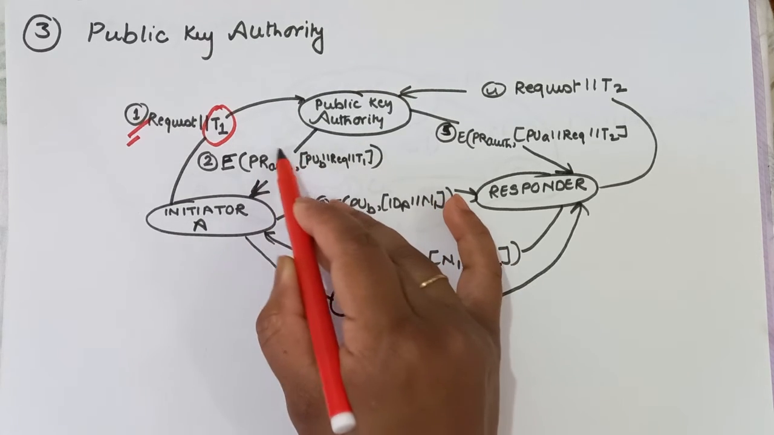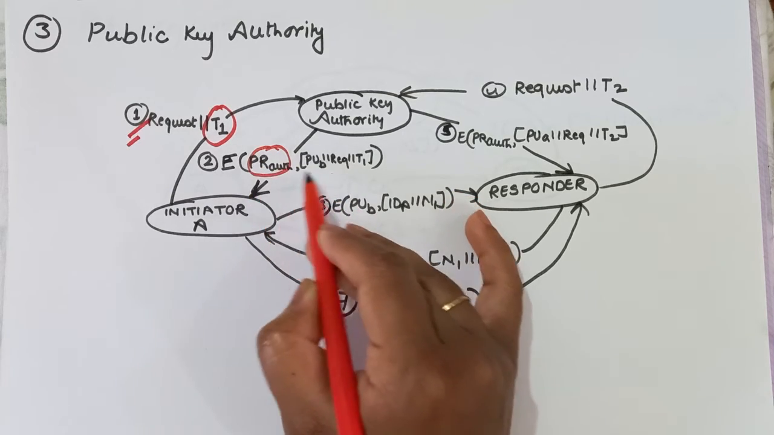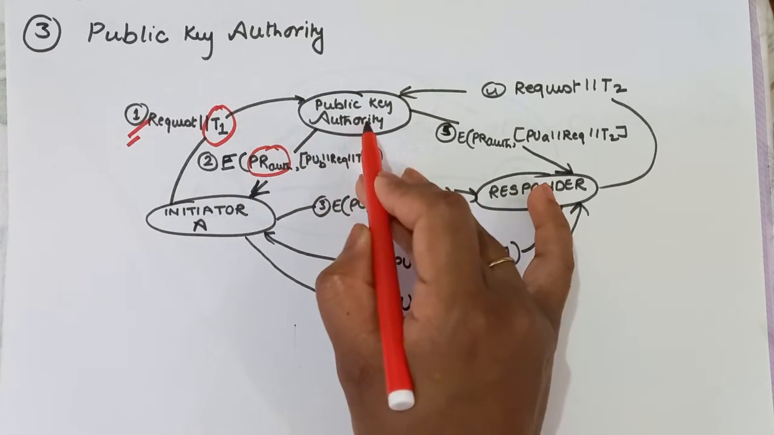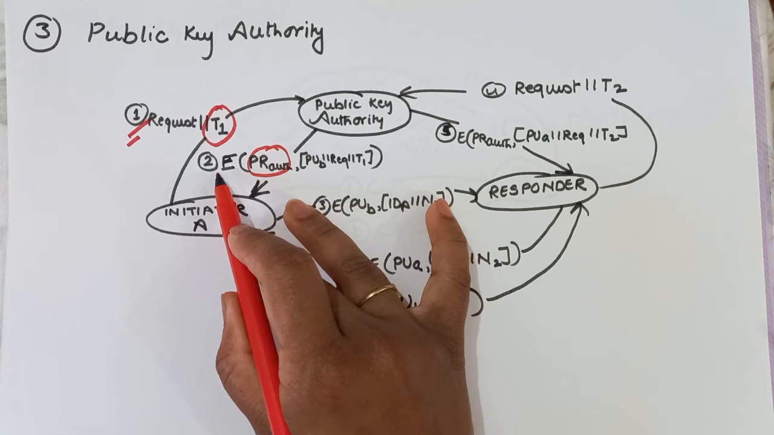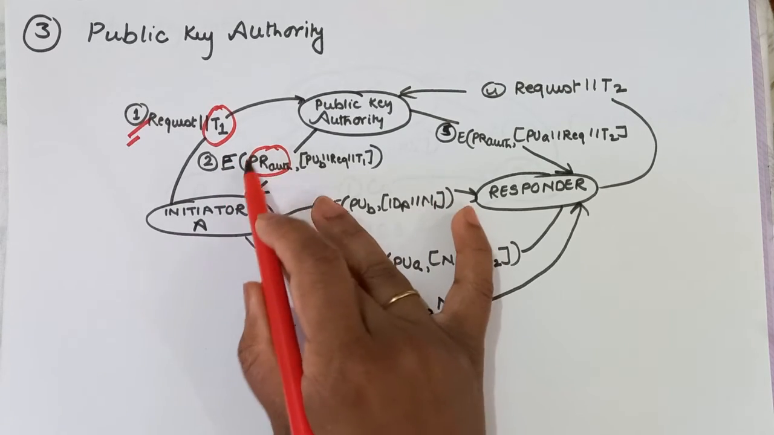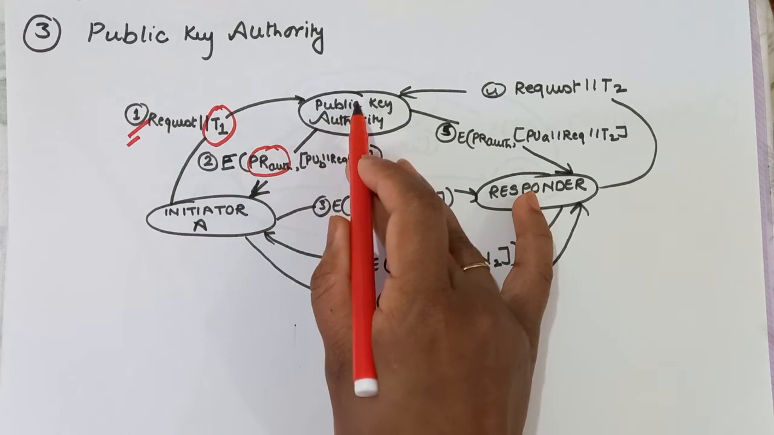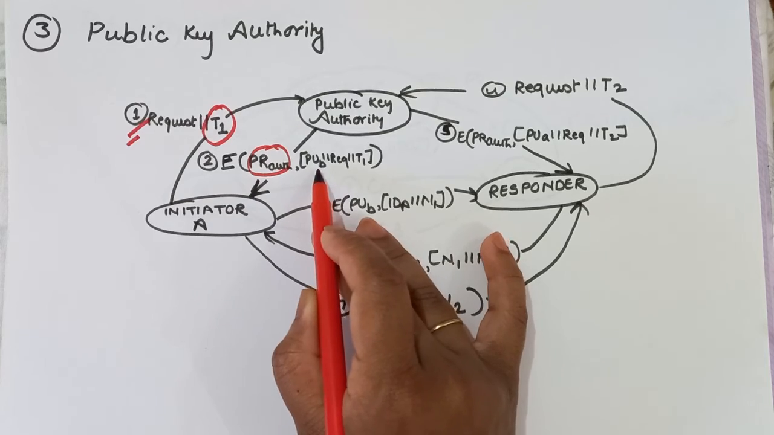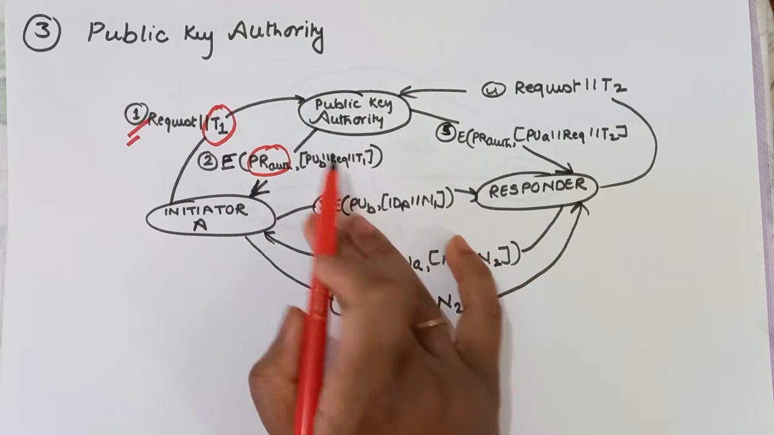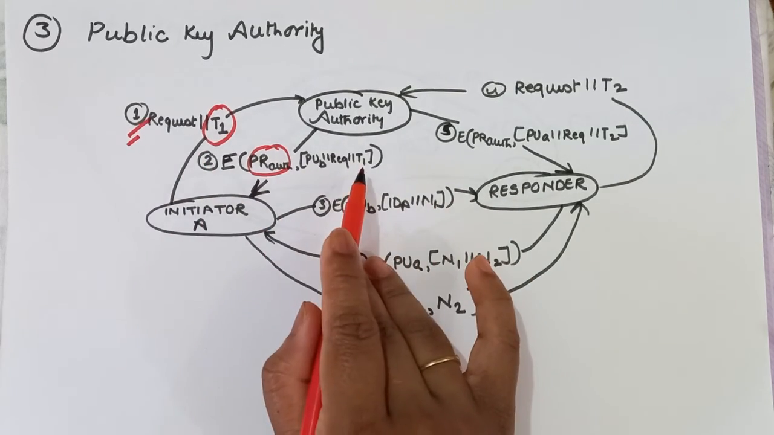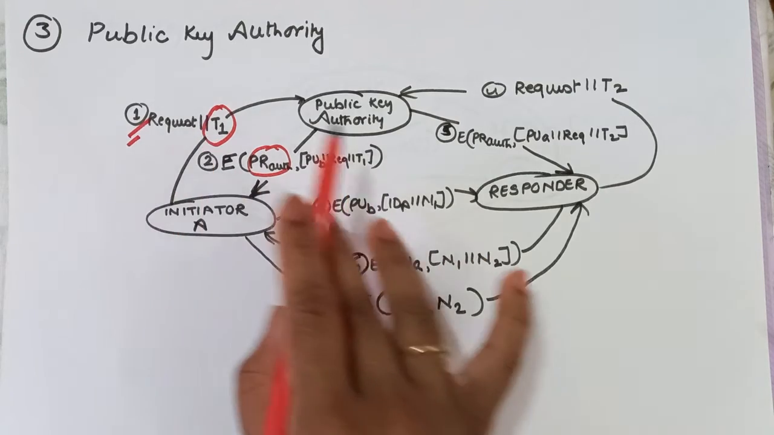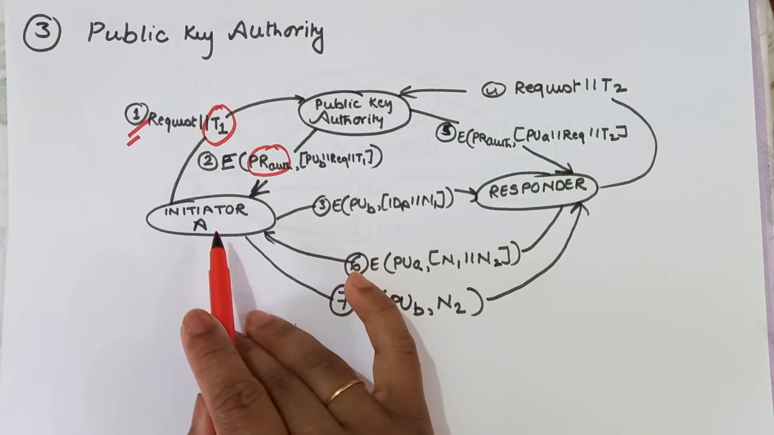As you can see here, this is the authority's private key. This is how the public key authority will encrypt the message. Basically, the encryption is done using the private key of the authority, and what is encrypted is the public key of B together with the request that was sent and the timestamp that was just sent. This is sent to the initiator.